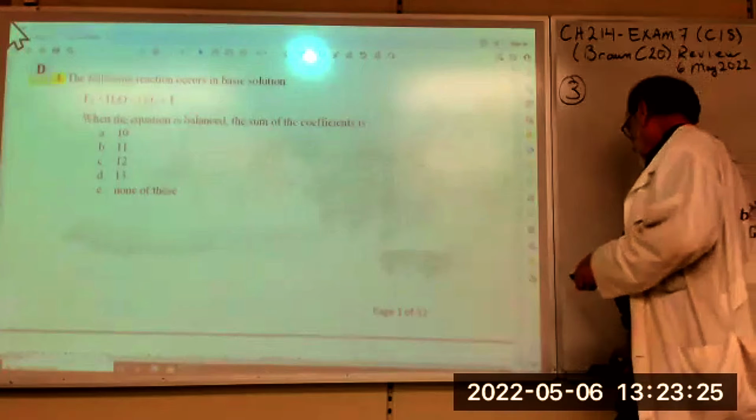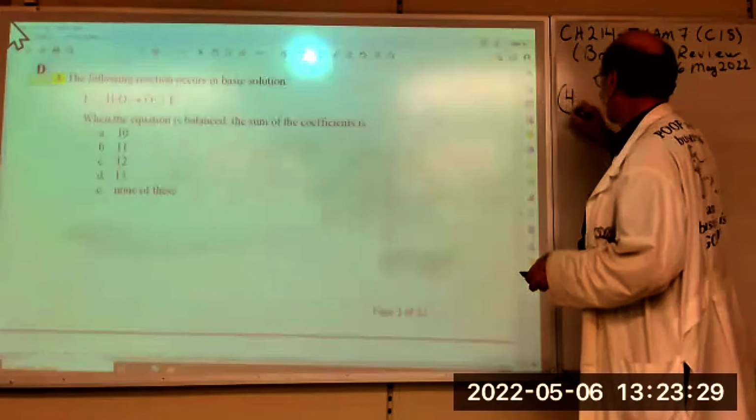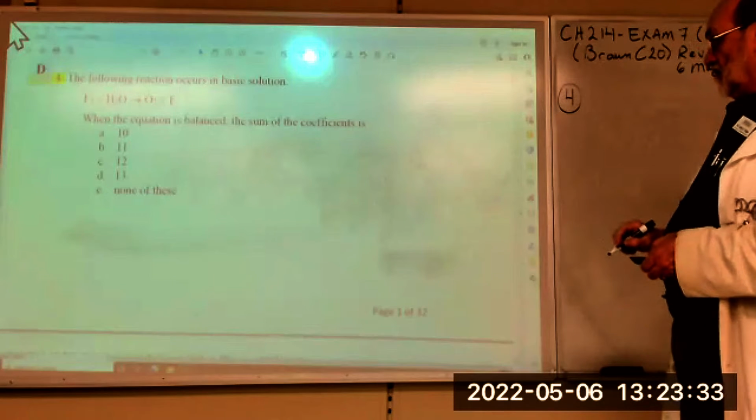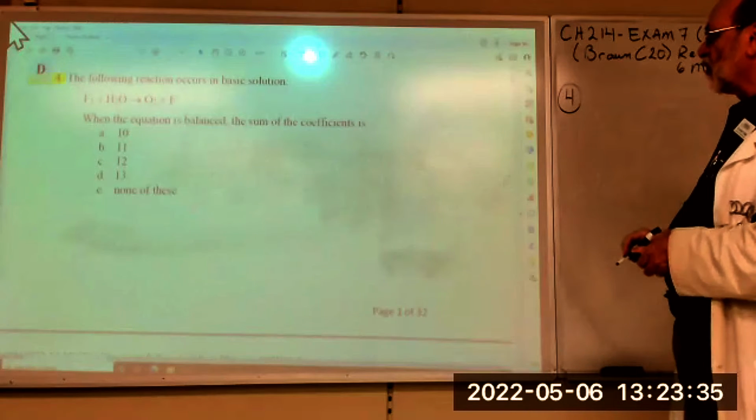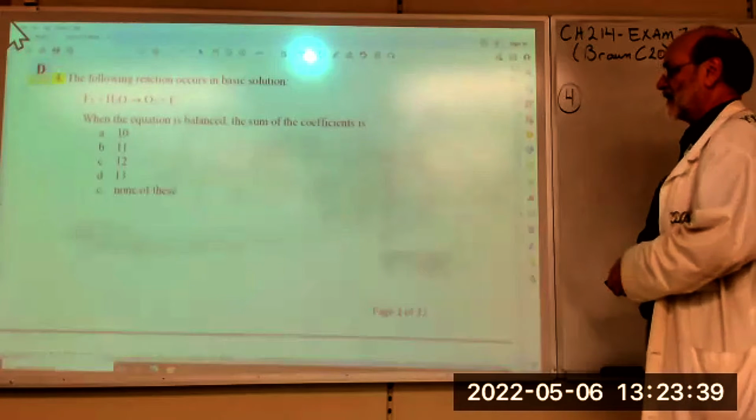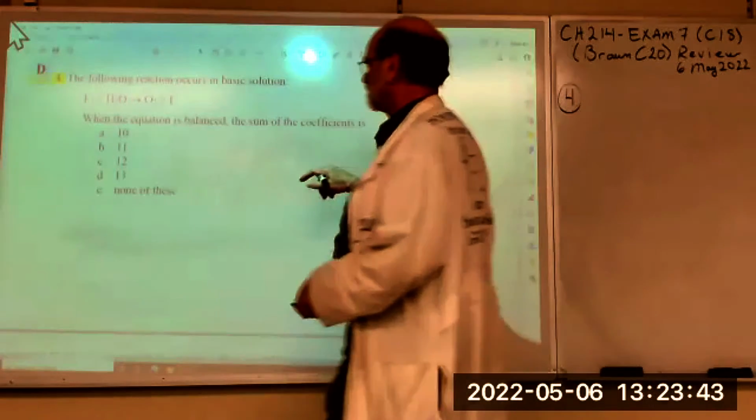4. Now, the following reaction occurs in basic solution. The sum of the coefficients. Okay, so we're going to have to go all the way to the end to get this one. Yeah, I better put it over here.